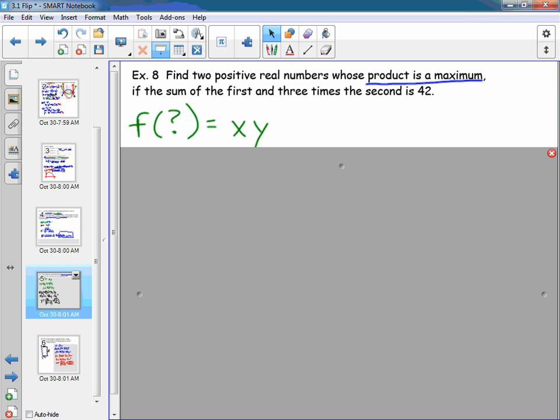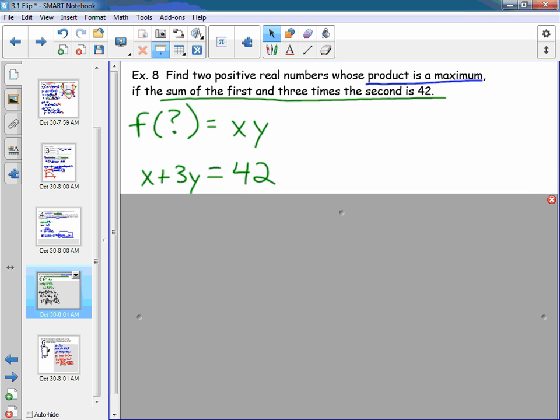So we will have a particular function, and it'll be f of, depending on what we want to make our independent variable. So you can see there I have a question mark. That will equal two numbers multiplied together. So I have that represented as x times y. We are also told that the sum of the first and 3 times the second is 42. So our first number, if I consider that to be x, we would have x plus 3 times the second. If my second number is considered to be y, it would be x plus 3y, and that equals 42.